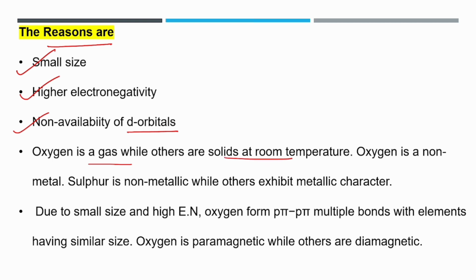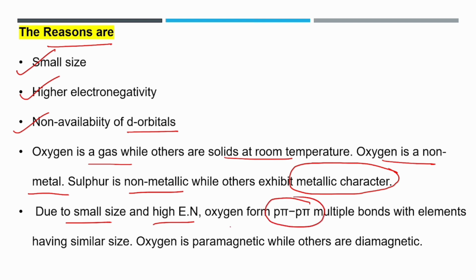Oxygen is a non-metal, we know. It's a gas, isn't it? Sulfur is also non-metallic, while the others exhibit metallic character. Down the group, metallic character increases. Due to their small size and high electronegativity, oxygen forms p-pi multiple bonds with other elements having similar size.